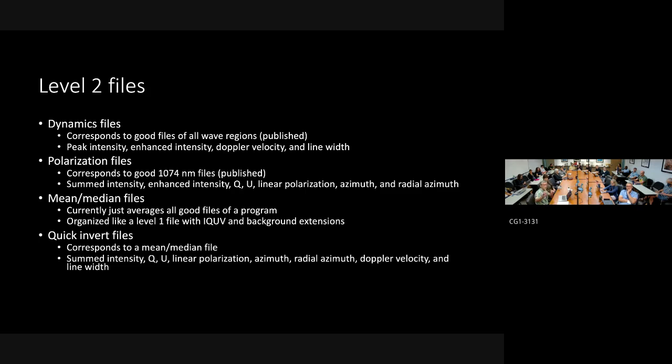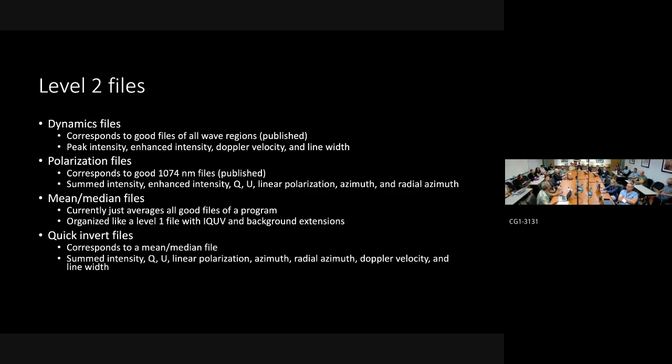So those dynamics and polarization files correspond to a level 1 file. One level 1 file produces 1 dynamics file and 1 polarization file. The next 2 are averages of good files. So we have a step where we find out the good files of a given program, and program here means same wave region, same observing plan right now. So we'll talk about this as well in more detail.